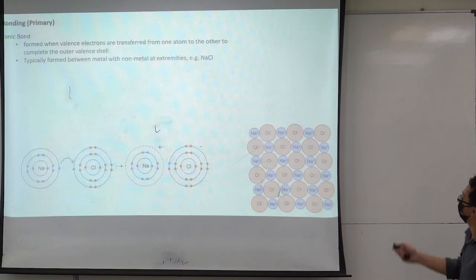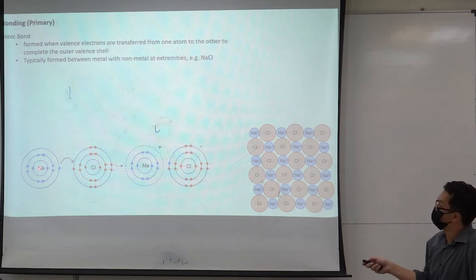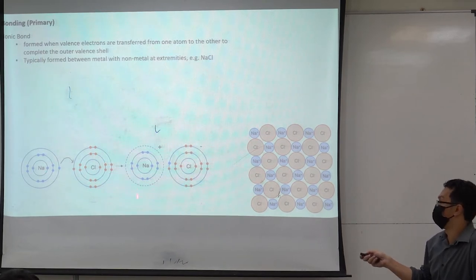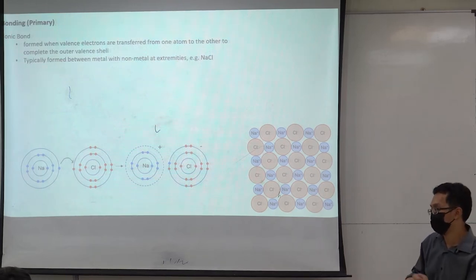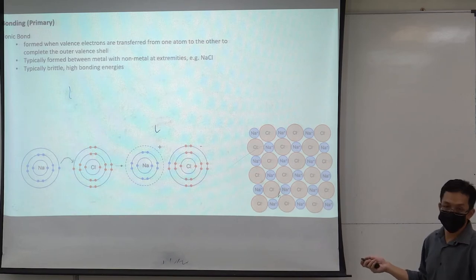Okay, so the example is sodium chloride, this one. The reason is that if you look here, there is only one electron to remove and one to accept. So it's much easier to give away and to accept.